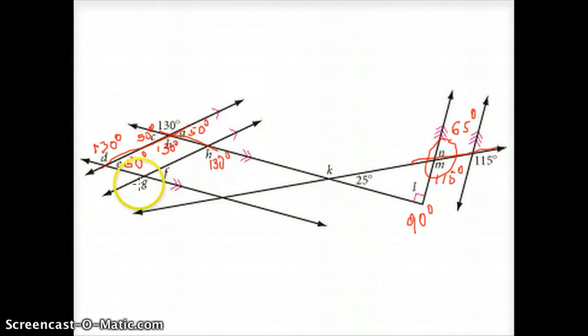Now, if we look at this transversal this way, we can get our final angles. So if H is 130, G corresponds with H, so G is 130. F is a linear pair, so F is 50. Looks like 60, but that's a 5. Okay, that's that one. Actually, we forgot K. K and 25 is a linear pair, so K has to be 155 degrees. 180 minus 25 is 155.